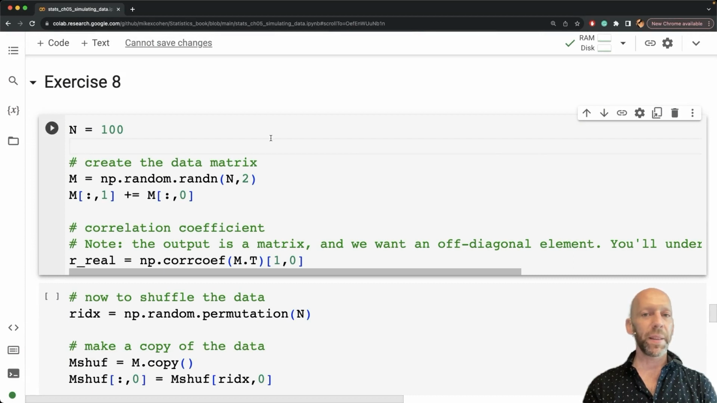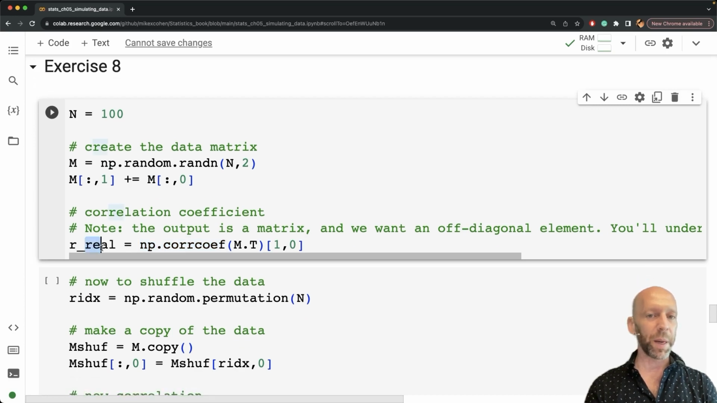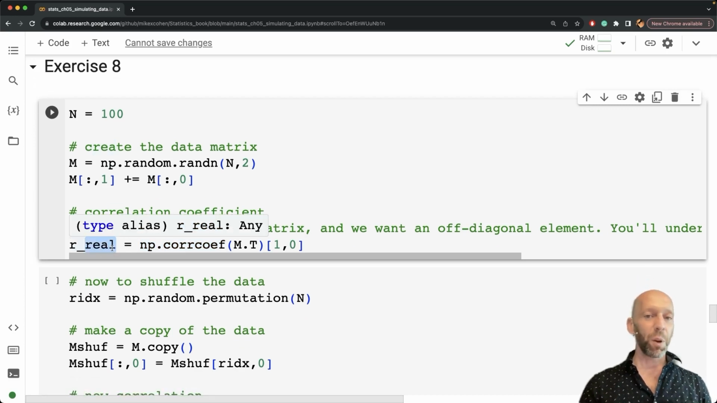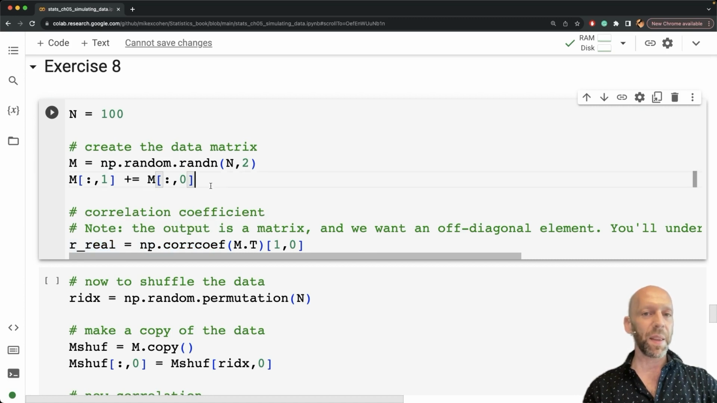So here is the code. So 100 normally distributed random numbers in a matrix, and here I'm redefining the second column to be itself plus the first column. And here's how we can use the correlation coefficient. I'm calling this R real, by the way, because this is the original correlation coefficient in the original data. We can compare that with the shuffled correlation coefficient that I'll show you in a moment.